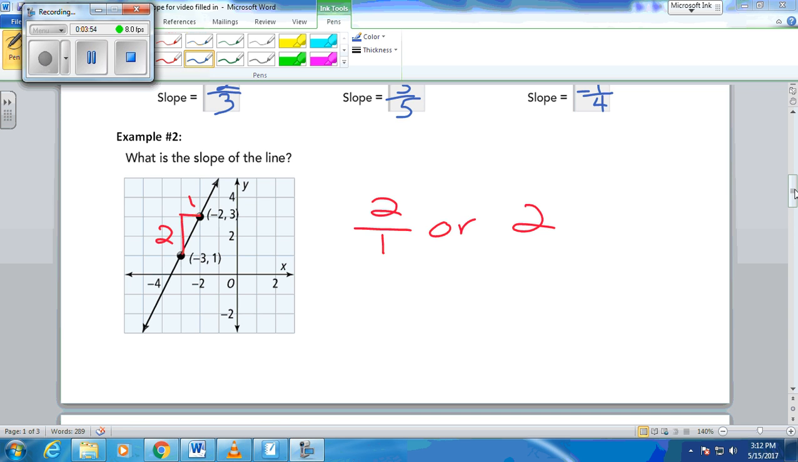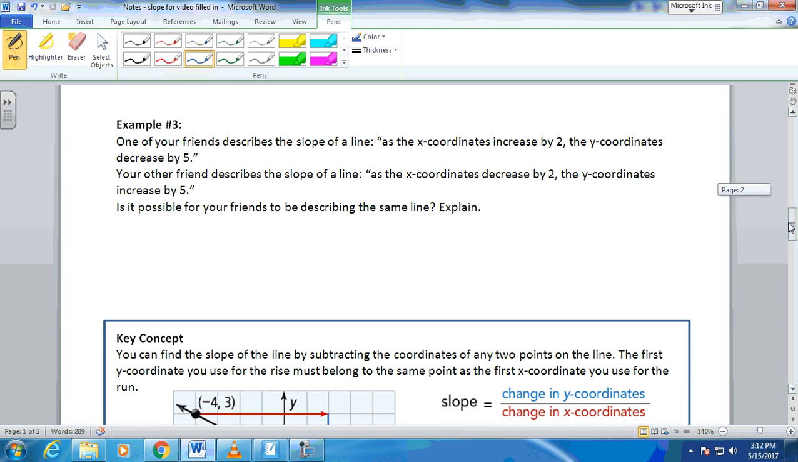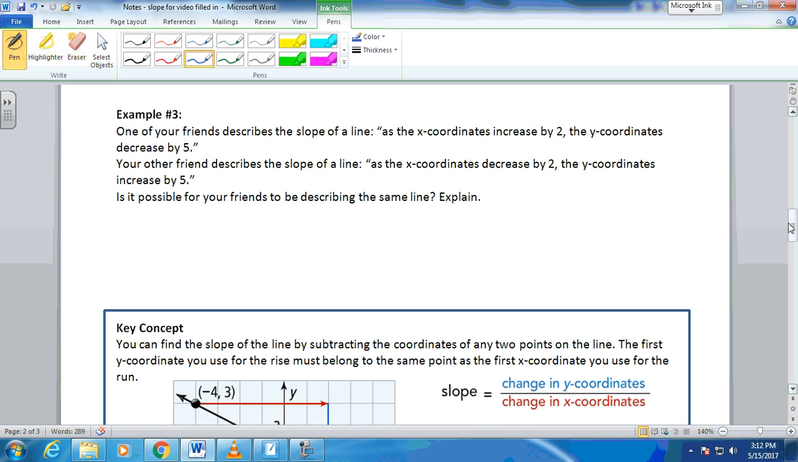Question number 3 is saying that one of your friends describes the slope of a line as the x-coordinates increase by 2, the y-coordinates decrease by 5. So x increases by 2, they're saying that the y decreases by 5. Your other friend describes the slope of the line as the x decreases by 2, then the y-coordinate increases by 5. So you can see they're explaining the exact opposite. Is it possible for your friends to actually be describing the same line? To show this to you, this triangle here means change in y.